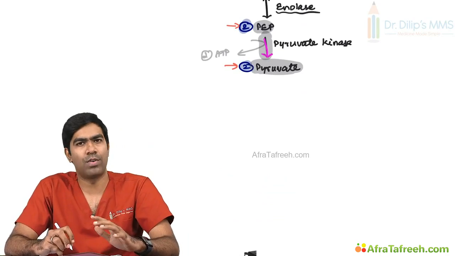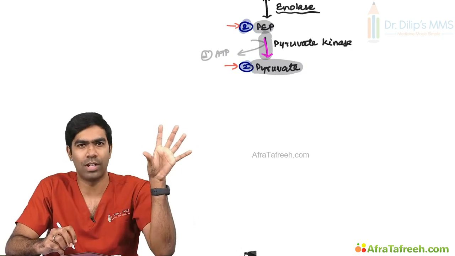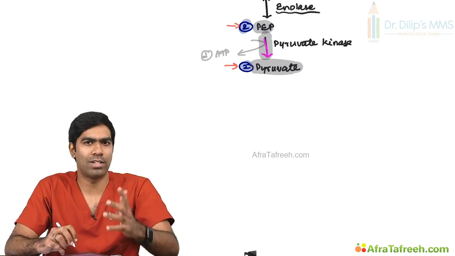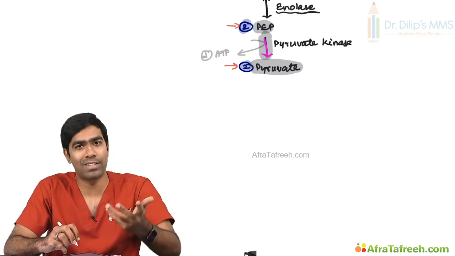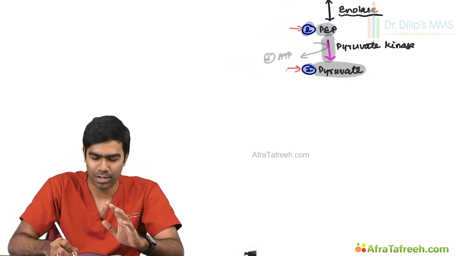Which means if you want to carry out gluconeogenesis, which is usually exclusive for the liver, you need to reverse these 3 steps. So how do you reverse these 3 steps? How can you reverse an irreversible step? By having some additional enzymes, special enzymes. So there are 3 special enzymes.